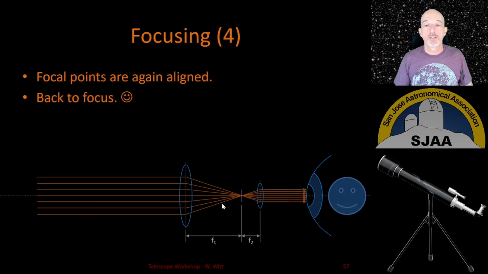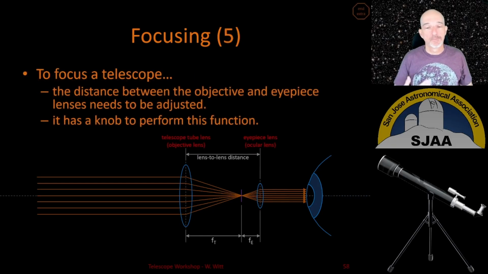But we can fix this by returning the lenses to this configuration where the focal points are on top of each other. And now we have restored the proper function of our light funnel, and the image is back in focus. So that's great. And just like we said on Sunday, the takeaway here is that the distance between the objective and eyepiece lenses needs to be adjusted depending on what eyepiece and telescope you have, and your telescope has a knob to perform this function.